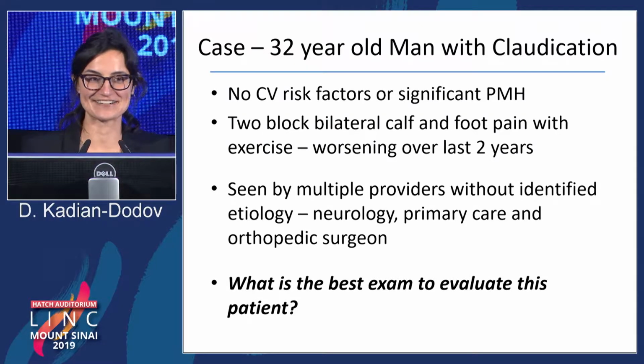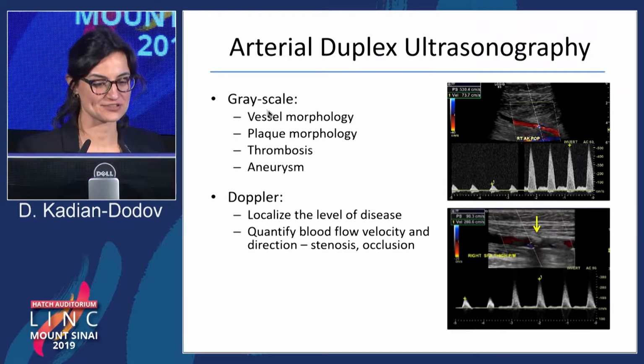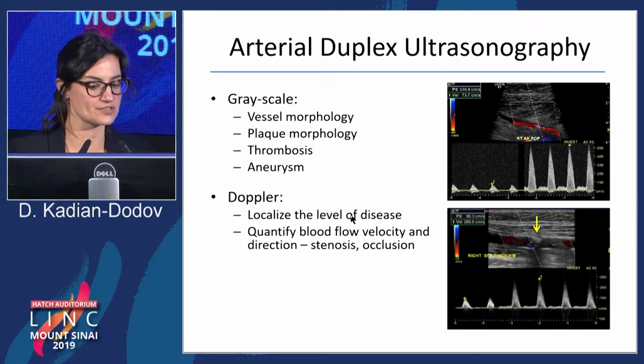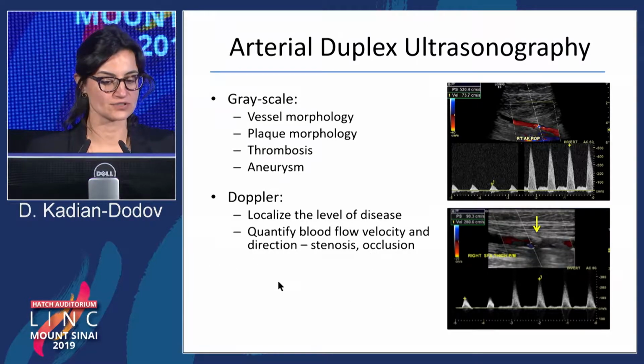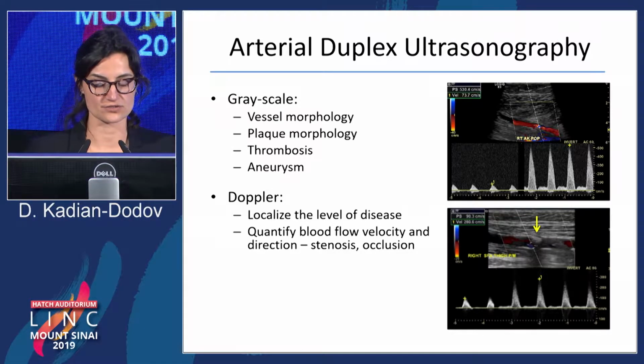Perfect. I'm talking to the right crowd. Good. So yeah, Arterial Duplex combines grayscale and Doppler, so that allows us to actually visualize vessel morphology and plaque morphology, and then Doppler allows us to evaluate for blood flow velocity so we can actually find a stenosis or occlusion.